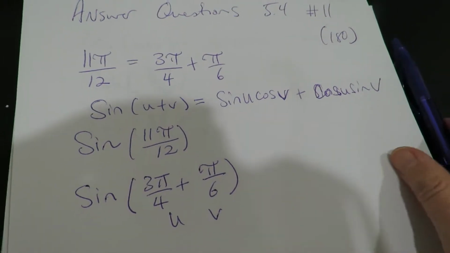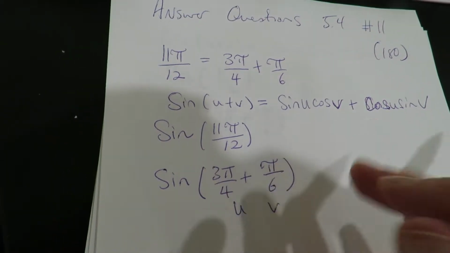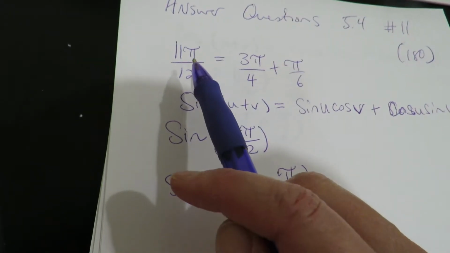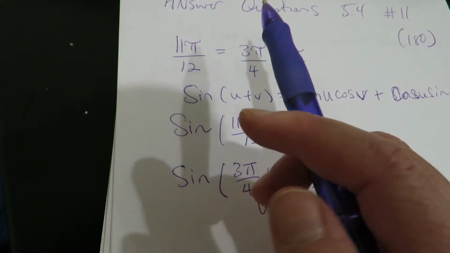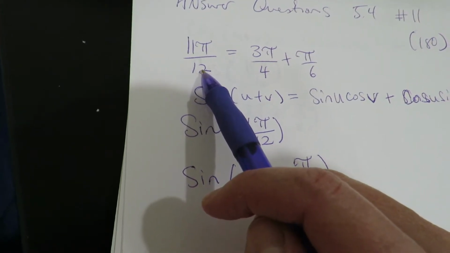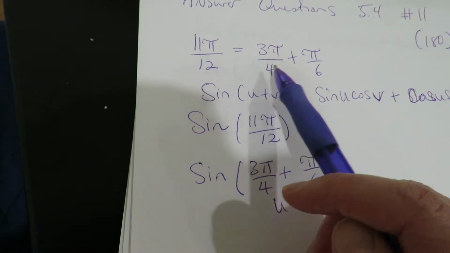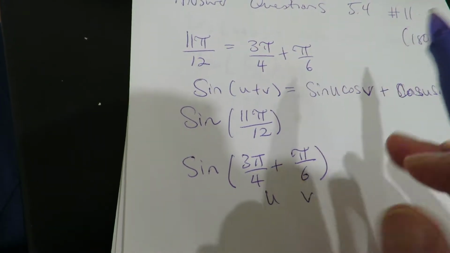Hi Pre-Calc, I'm answering question number 11 on 5.4. You need to find the sine and cosine of 11 pi over 12. Don't worry about the tangent, we're not doing the tangent. So the sine of 11 pi over 12 and the cosine of 11 pi over 12. They give you the breakdown of the angle into the standard angles that we know by heart without a calculator.